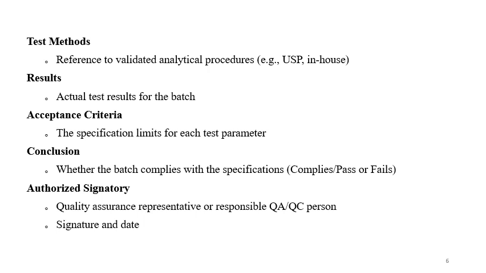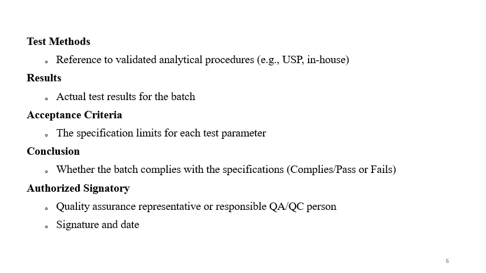Test methods are required to be included, like reference to the validated analytical procedures, whether you have taken it from USP or whether it is the in-house test. Results, the actual test result for the batch. For example, the total impurity limit is not more than 2%, and you are getting it like 1%. So it will be included in the results.